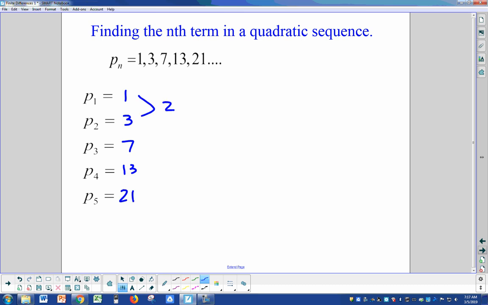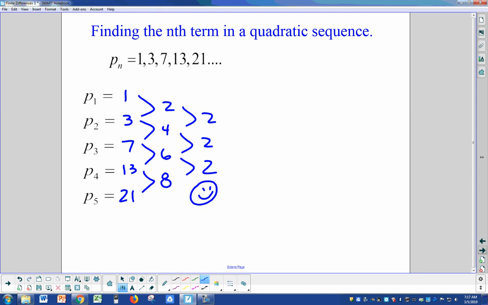This is going to be a 2. This is a 4. This is a 6. This is an 8. And this is going to be a 2. And this is a 2. And this is a 2. So once we've identified that this is indeed constant in the second layer, we know that this is quadratic. Now we want to look up that first line right there.